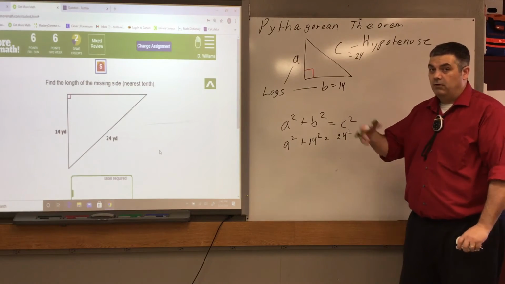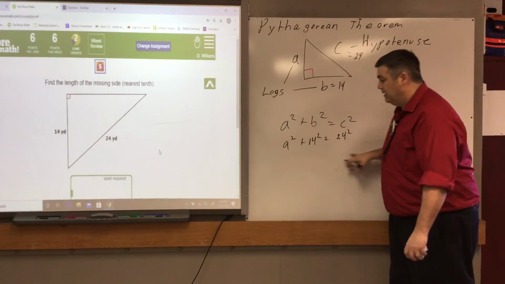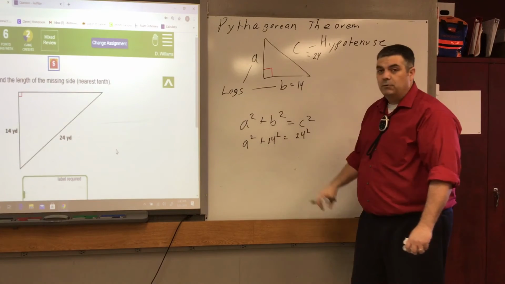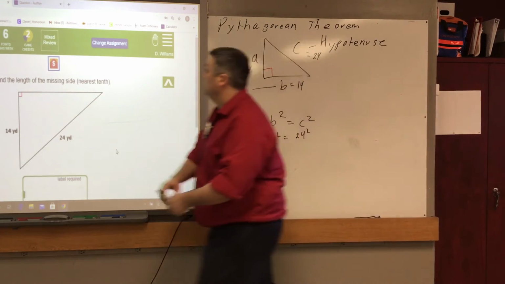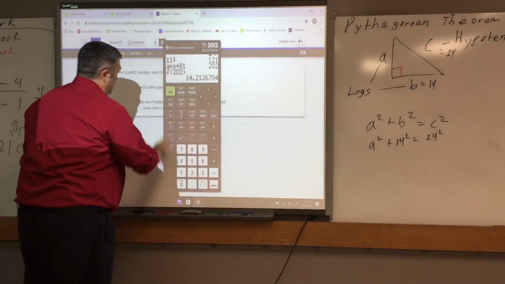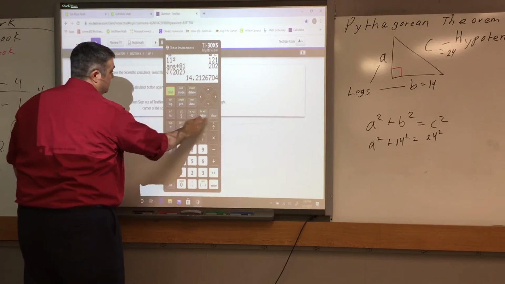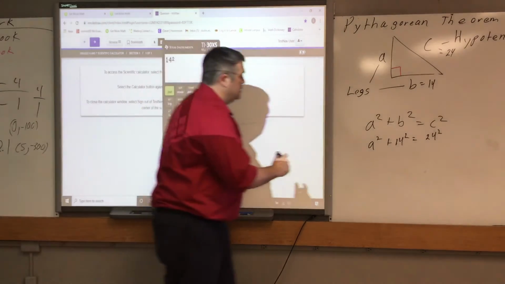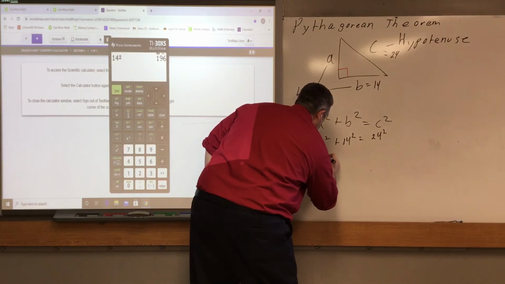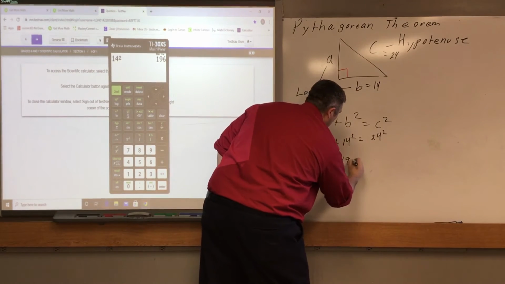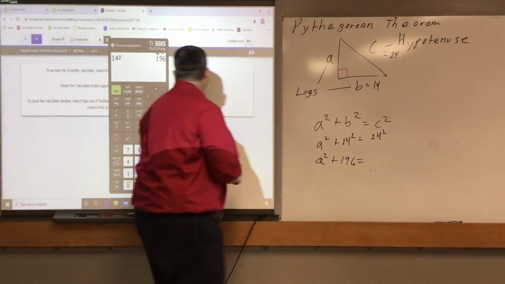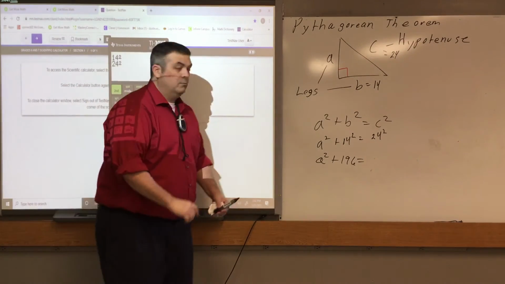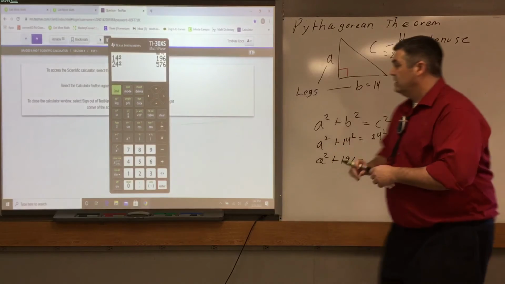Remember how we solved all our equations? So we're doing the same thing here. So I'm going to do 14 squared first. And I don't know what that is, so I'm going to do that. Probably should know what that is, but I don't. 14 squared, 196. Yeah, I should know that. A squared plus 196 equals 24 squared, and some of these we'll do so much you'll start to memorize them. 576.